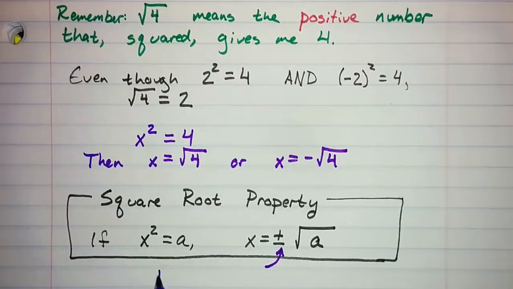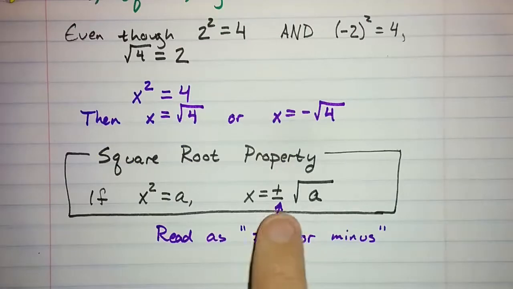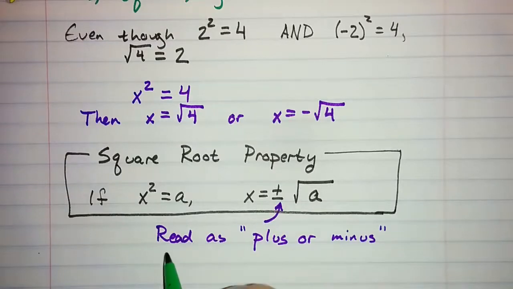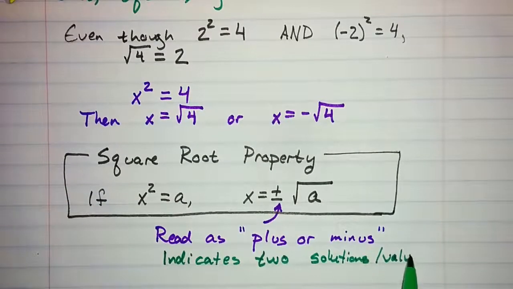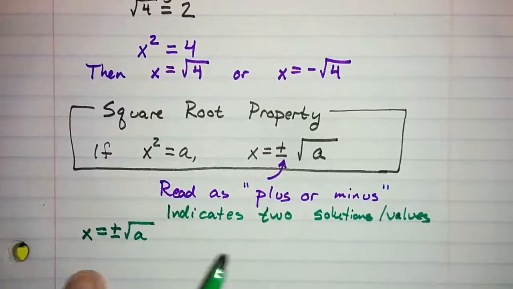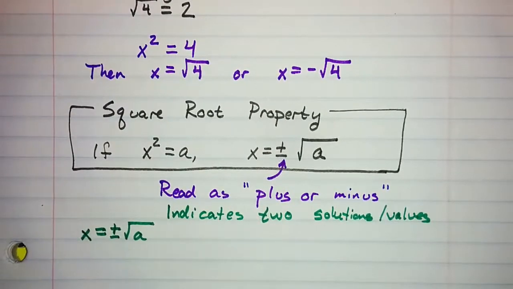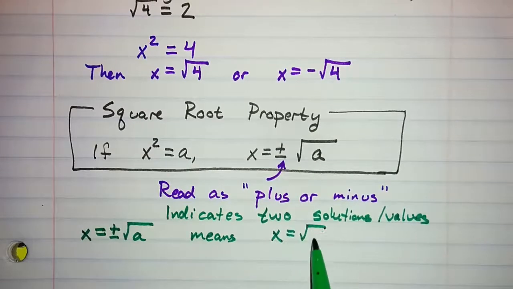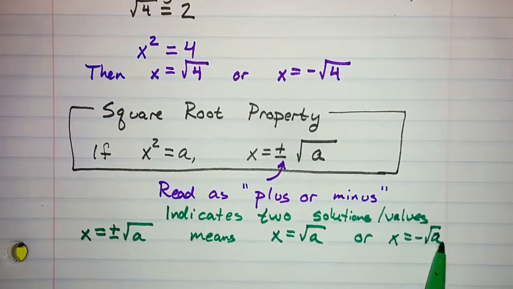We will read this symbol as plus or minus. And whenever we see this symbol, it always indicates 2 solutions, or 2 values. Plus or minus the square root of a means positive the square root of a and also negative the square root of a. That is, I could rewrite x equals plus or minus the square root of a as x equals the square root of a, or x equals negative the square root of a.